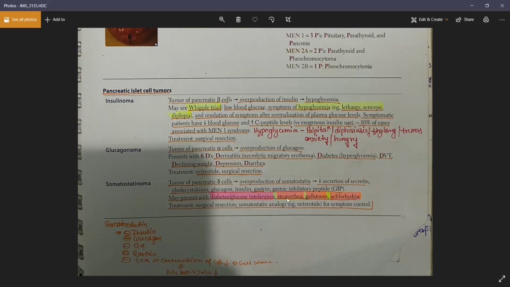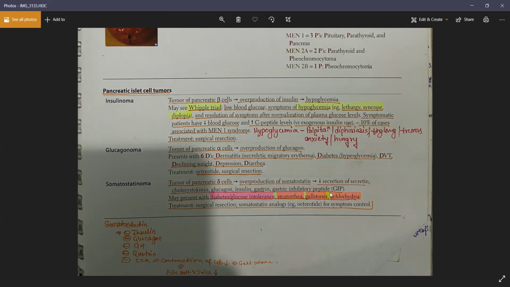You will also have steatorrhea. Why steatorrhea? Anyone can try. Why the fat loss? Because the pancreas isn't giving you the proper digestive enzymes. The second thing is somatostatin also inhibits pancreatic enzyme secretion. That's why you will get steatorrhea.